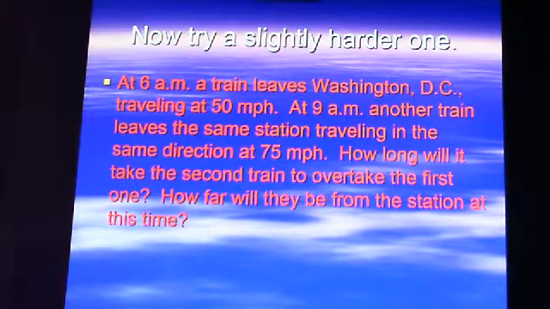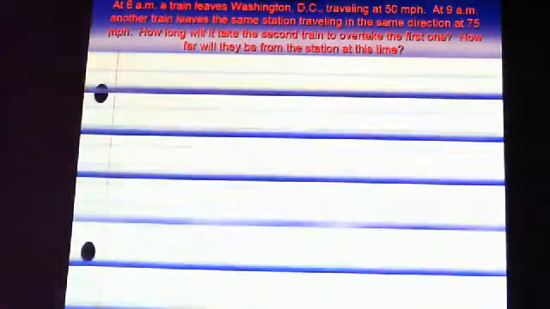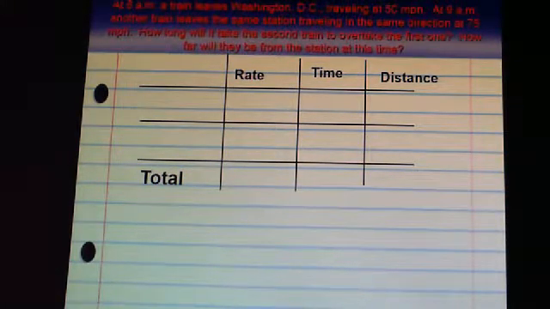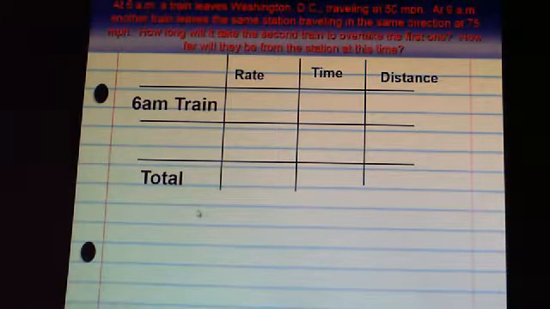That's a lot of work. Okay, let's do this one together. So we got our chart, rate, time, and distance. We got two different trains, right? We're both leaving Washington, D.C., both traveling at the same time, but we have an earlier train, which is 6 a.m., and a 9 a.m. train.